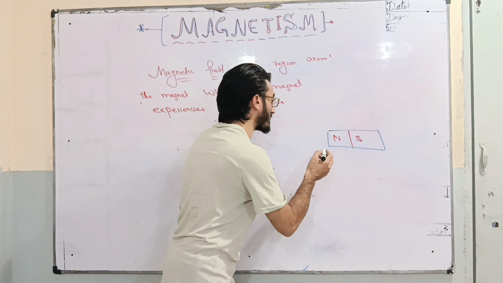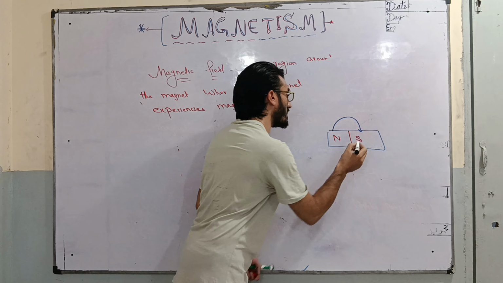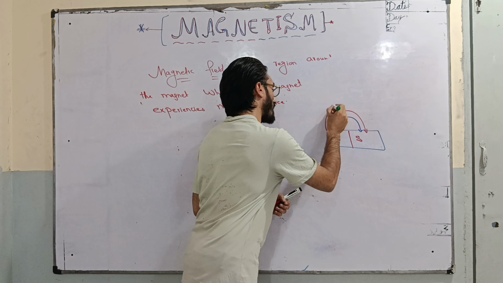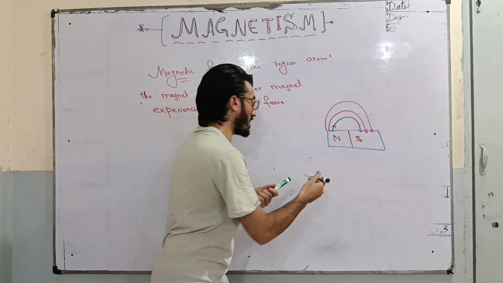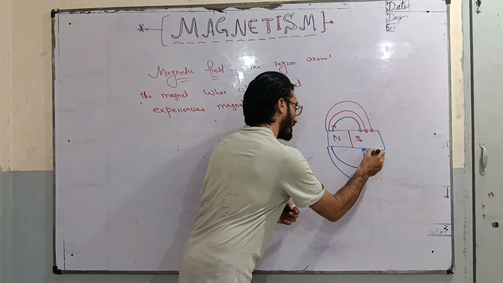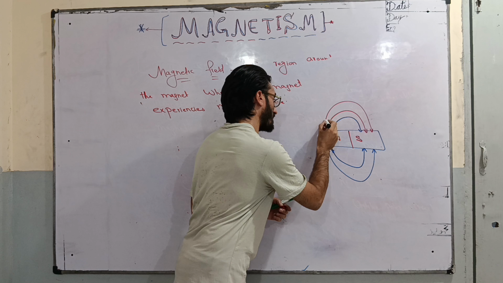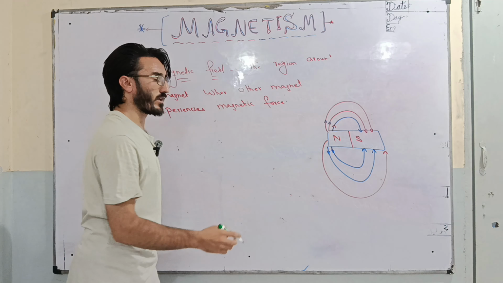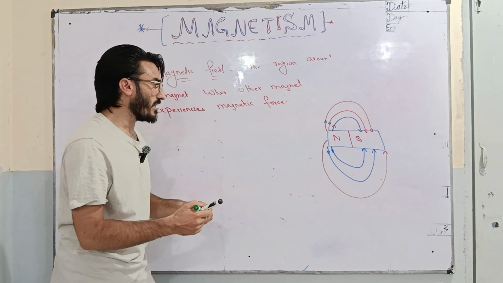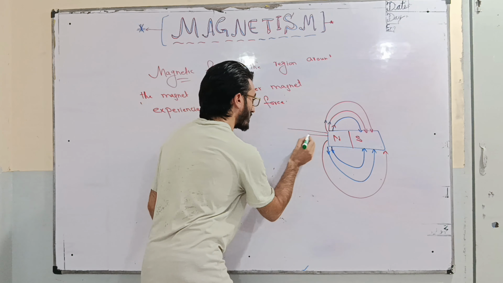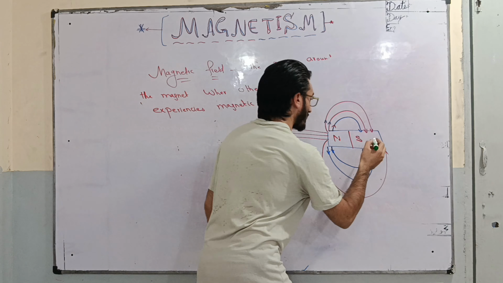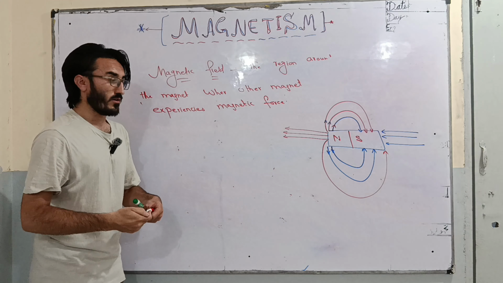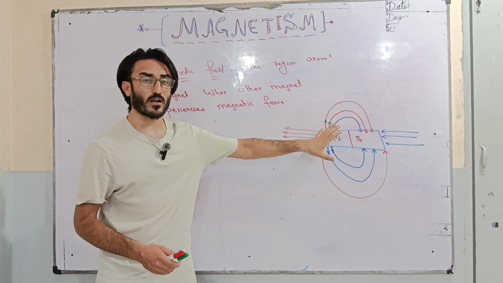That's why we can represent magnetic field lines just like this. They start from the north pole and end in the south pole, just like this. This is the magnetic field, the magnetic field lines for a bar magnet. Magnetic field lines always start from the north pole and end in the south pole. So this is the magnetic field representation for a bar magnet.